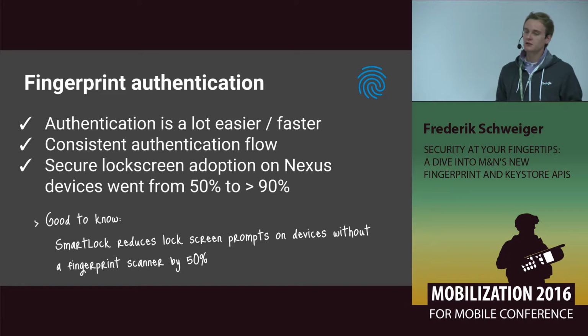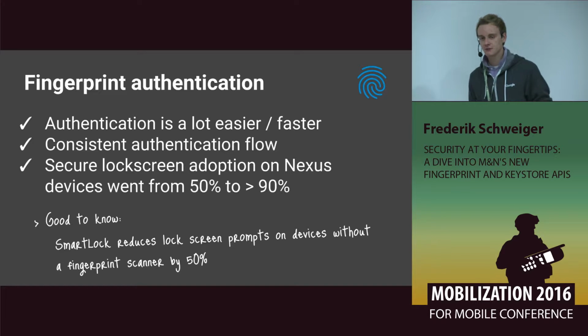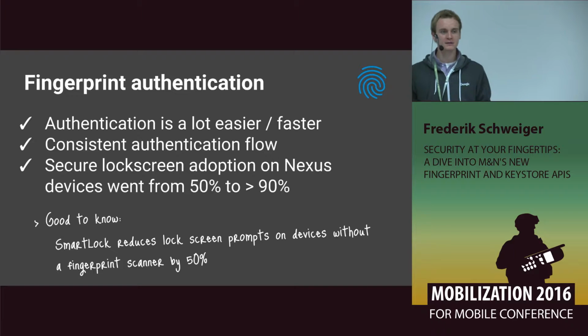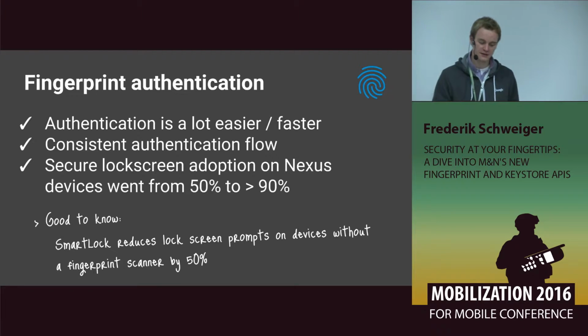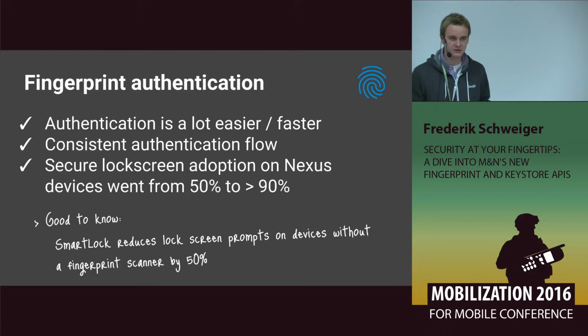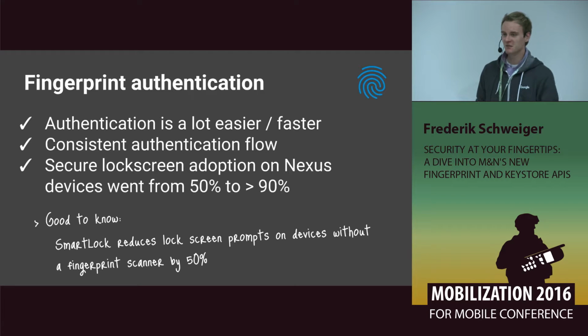Also, the secure lock screen adoption on Nexus devices, when they first released the Nexus Imprint, so the fingerprint support on Android, went from 50% to over 90%, because the users really like authenticating with the fingerprint. They like the authentication flow. They like the idea of having a secure app, because they have to authenticate, and they like to do it because it's somehow science fiction and something magic is happening there.